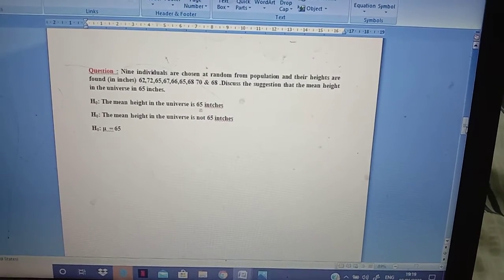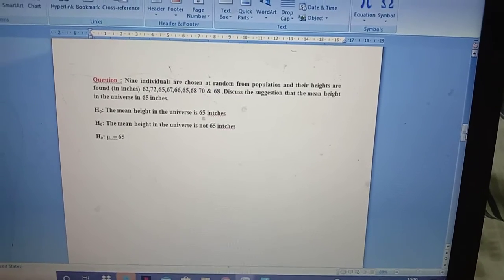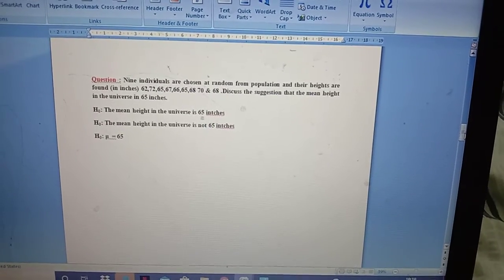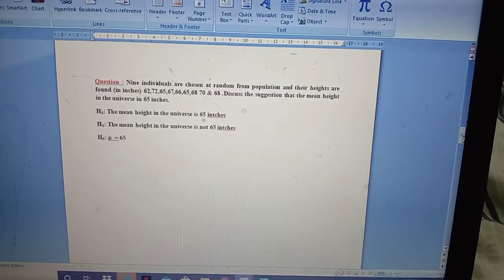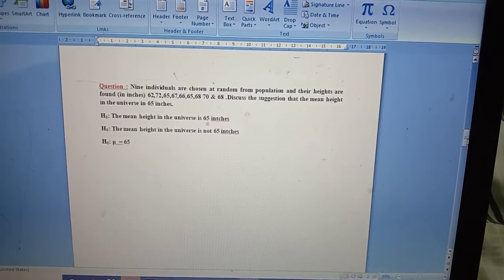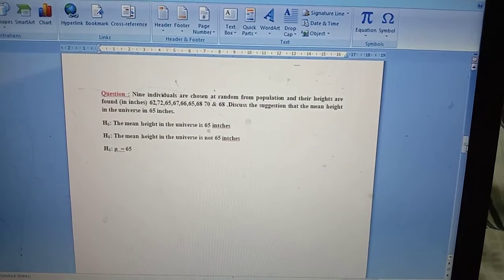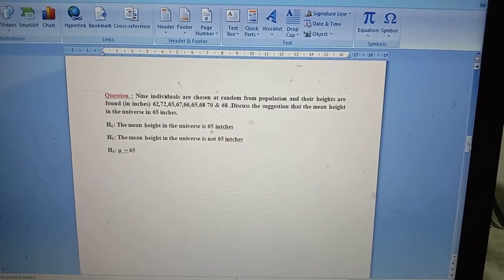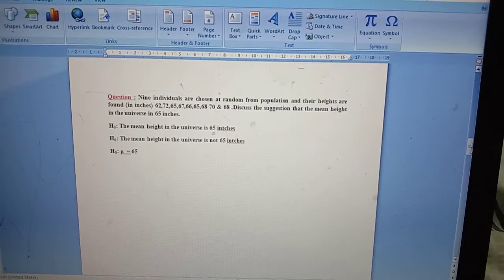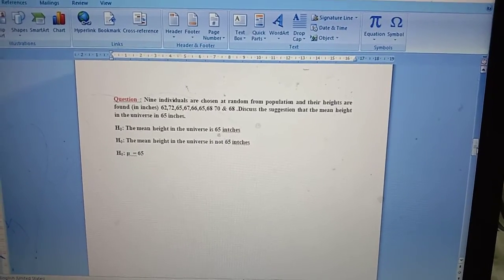Let's see what the question is. 9 individuals are chosen at random from a population and their heights are found: 62, 72, 65, 67, 66, 65, 68, 70 and 68. Discuss the suggestion that the mean height in the universe is 65 inches.